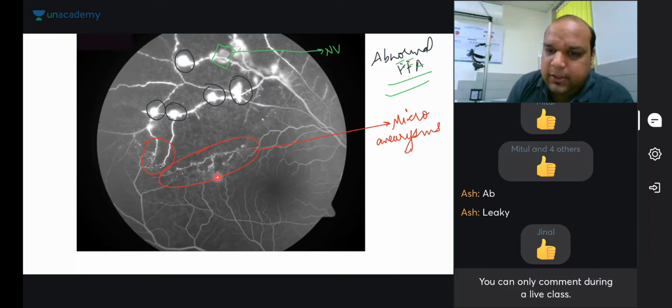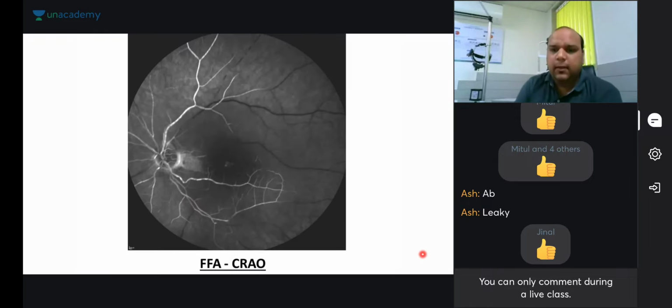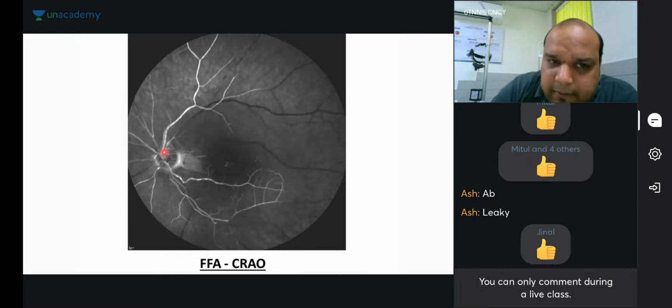I'll bring up another photograph on the screen for you for your better understanding. This is the image that I wanted to bring up. Everybody, let's see again on the screen, please. The diagnosis is written. I'm not interested in the diagnosis. See this blood vessel, everybody. Can you see this blood vessel is filled with dye? See this blood vessel. This blood vessel is also filled with dye.